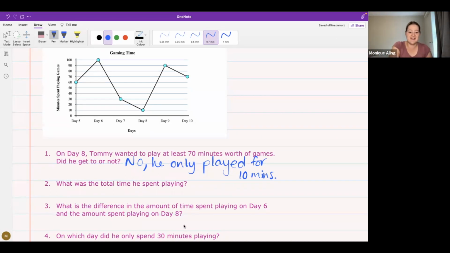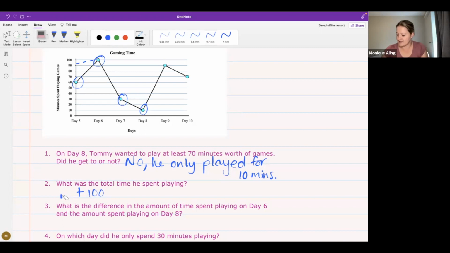Okay, I'm seeing these answers flying through here. They're all jumbled, so let's have a quick look. Question 2, we had to work out what was the total time he spent playing. So we had to go and look at each point and add up the minutes. So for the first one, it was 10 minutes. Day 5, day 6 was 100.